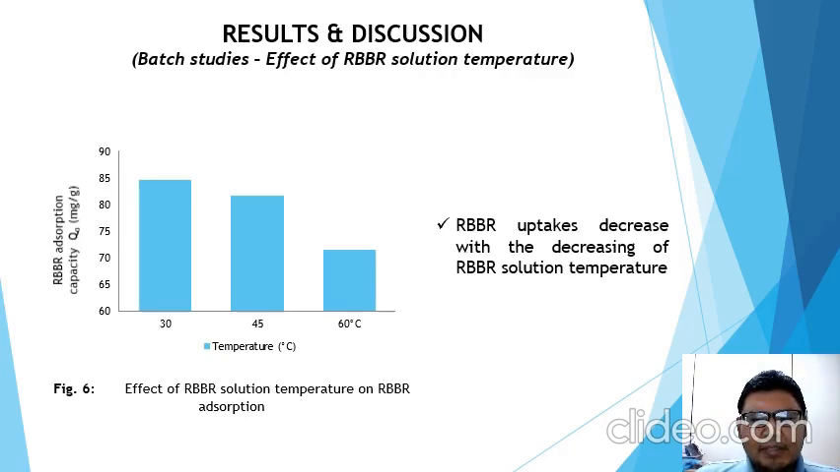The next parameter being investigated in the batch studies is the effect of the solution temperature. Figure 6 shows the effect of the RBBR solution temperature on RBBR adsorption uptake. From the graph, we can see that RBBR uptakes decrease with the increasing of the RBBR solution temperature. This is because at higher solution temperature, RBBR molecules gain more energy to escape from the DPAC surface.